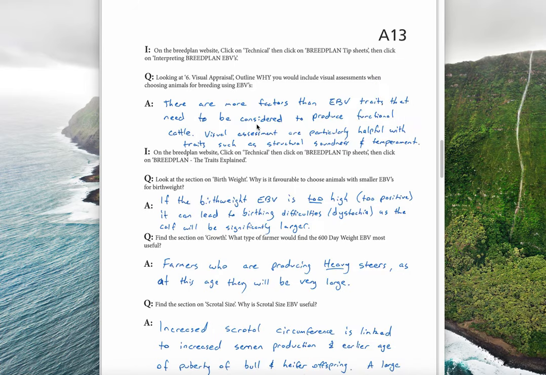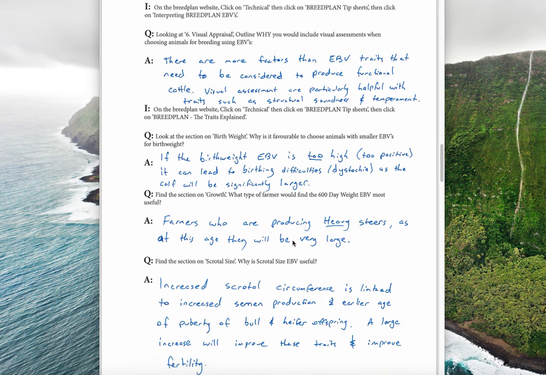So going back to this, this is an example of why you'd want to use visual assessment, because not all traits are EBV traits. There are other things that aren't measured that you would want in a cow. Structural soundness and temperament can be measured a little bit in EBVs, but you also want to confirm that by visual assessment.